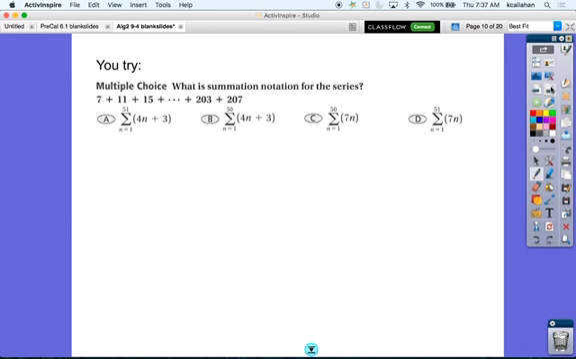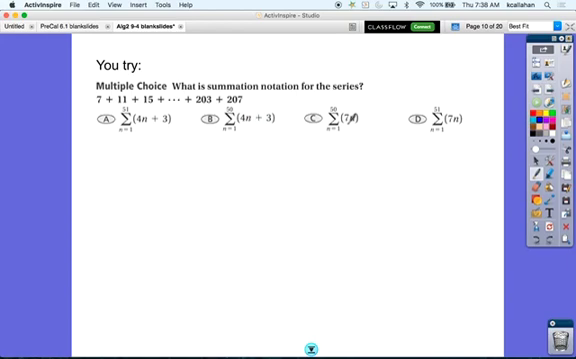So this is one we could do just like I did the last two, and we could come up with the right answer. Another thing you could do is, since you've got these four to look at, you could just try it out. When you plug in the lower limit, you should get the first term. So let's see. The first one, I would get 4 times 1 plus 3, which is 7. That's good. Okay, they all give us the 7.